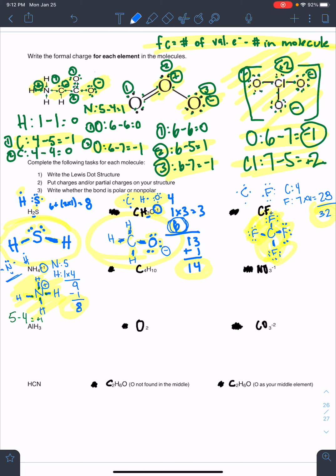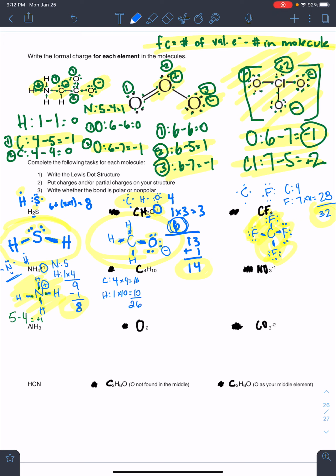Alright, so we have C4H10. So carbon normally wants 4, and it's times by 4, so that's going to be 16. And hydrogen normally wants 1, but it's times by 10, so that's going to be 10. So 26 is our goal here.